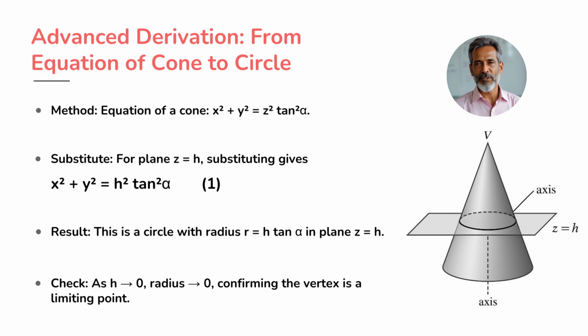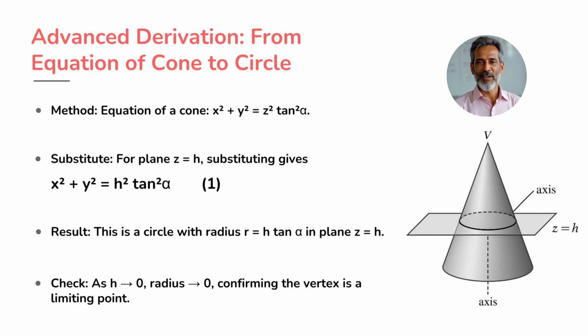Alright, math lovers, let's now see how we can actually derive one of these, the circle, using a bit of algebra. We know that the equation of a right circular cone can be written as x squared plus y squared equals z squared multiplied by tan squared alpha. Now suppose a plane cuts this cone horizontally, meaning z equals h. Let's substitute z equals h into the cone's equation. That gives us x squared plus y squared equals h squared multiplied by tan squared alpha. Let's call this equation 1.